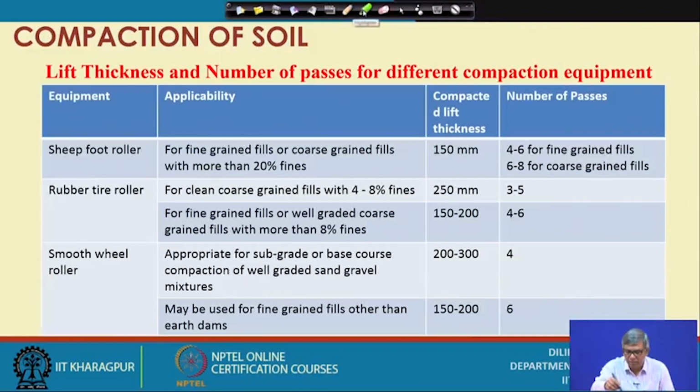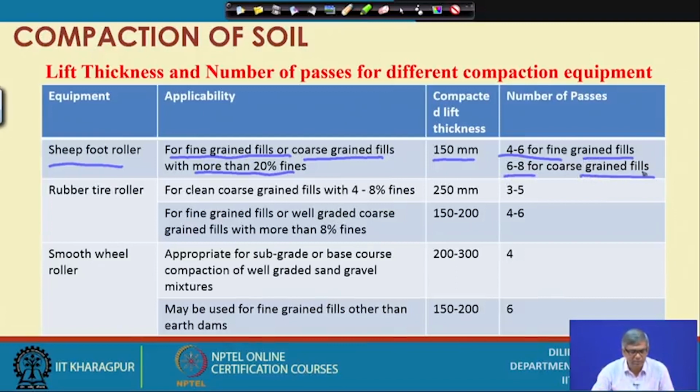You can see that if it is a sheepsfoot roller, then what type of soil can you apply it to: fine-grained soils, or coarse-grained soils with more than 20% fines. That means when silty or fine soil is present, only then do we go for a sheepsfoot roller. When you compact this type of soil, you use a lift thickness of 150 millimeter, approximately 6 inches, and how many passes depends on how much dry density you want to achieve. Sometimes 4 to 6 passes for fine-grained soils and 6 to 8 for coarse-grained soils.